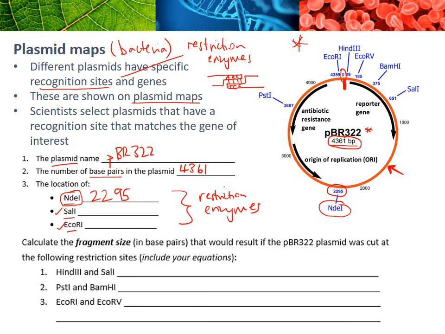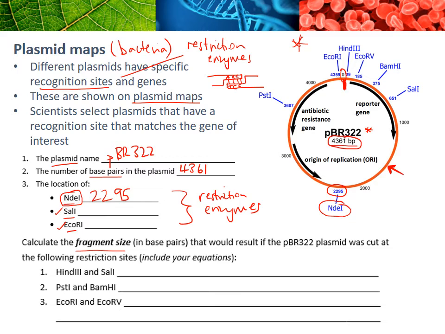Other questions that have come up in exams before have asked students to calculate how big a piece of DNA would be if it was cut at specific recognition sites. So if we used a few different restriction enzymes to cut this plasmid into pieces, how big would the main fragment size be? Okay, so I'll do the first example, then you need to figure out the next two.